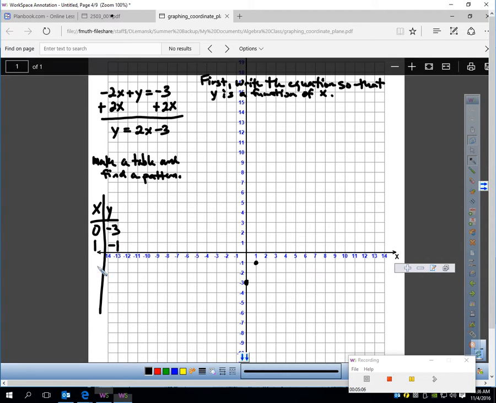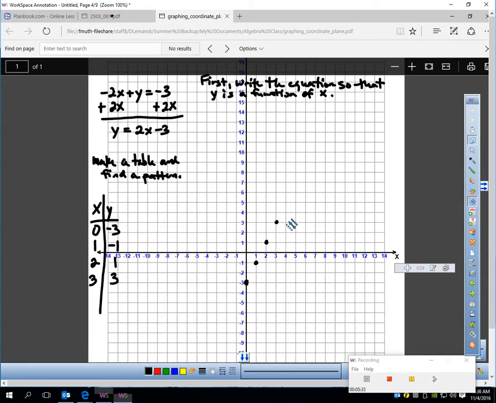Let's do another point. Let's plug in 2. 2 times 2 is 4. 4 minus 3 is 1. 2 right, 1 up. Let me get one other point. Let's do 3. 2 times 3 is 6. 6 minus 3 is 3. 3 right, 3 up. I'm starting to notice a pattern. This looks like a straight line through these points, so let me take my ruler out.